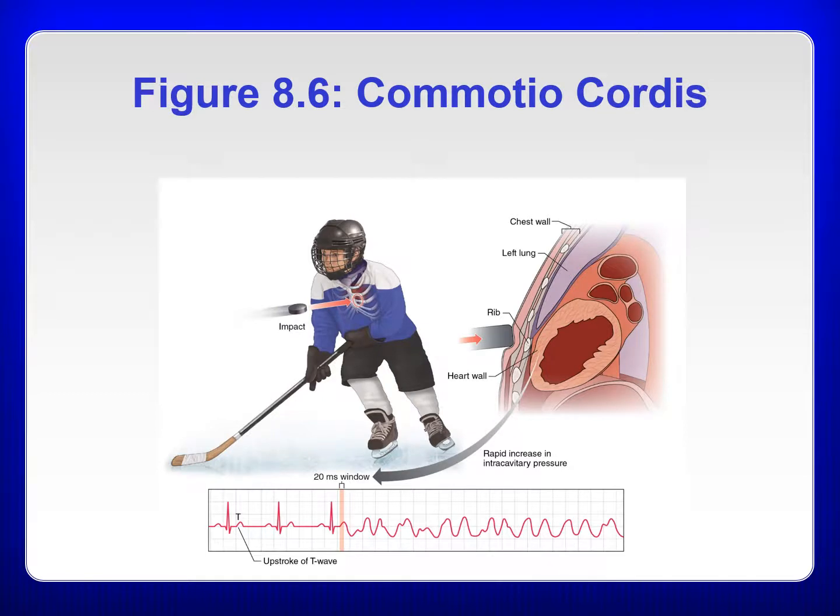So here's an illustration of what it looks like. So obviously a blow to the chest, and where it's showing you, if you look down there on the EKG, it's showing you it's at about the upstroke of the T wave where you have this to where you can have problems with the electrical activity. And you see it's a very short window. Okay, it's showing you in the picture it's 20 milliseconds. So it's a very short window of time where you actually can have this happen.